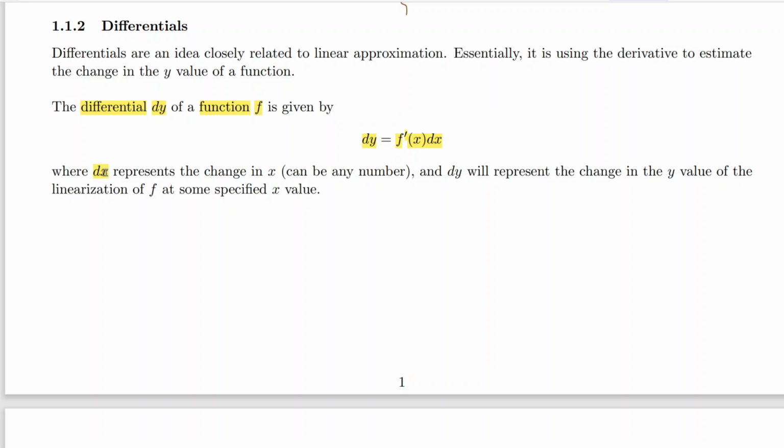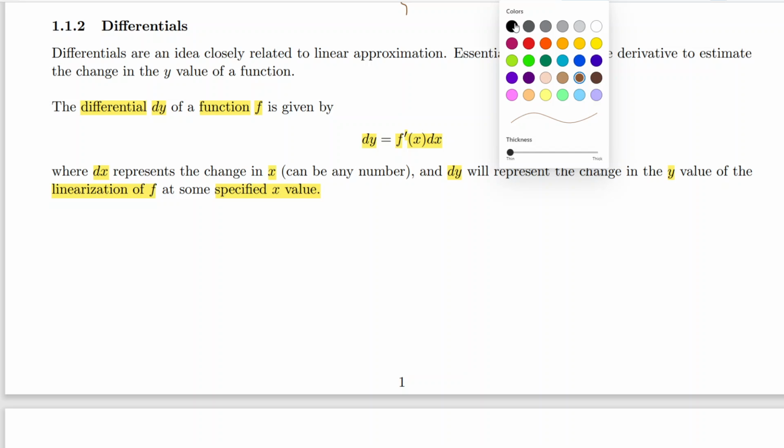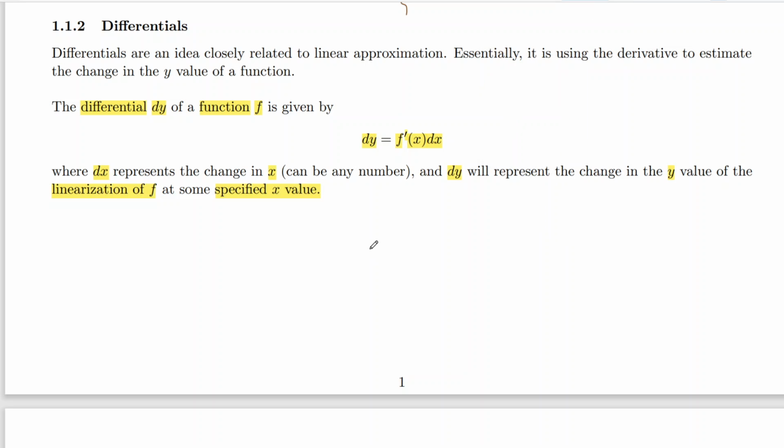But what dx represents is the change in x, so it can be any real number, and dy will represent the change in the y value of the linearization of f at some specified x value. But that's a lot of words, and while we saw tangent lines prior to this section, we've never talked about differentials, so I want to go ahead and draw a quick picture as far as what these are representing.